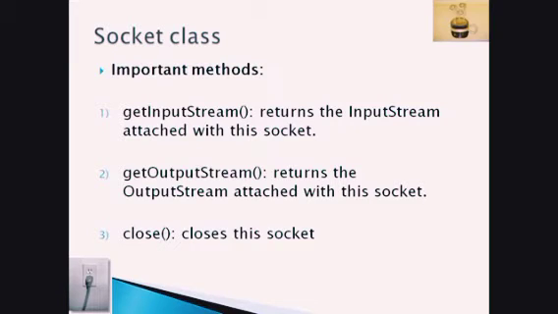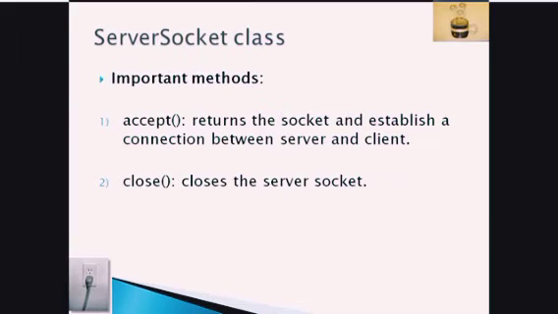The most important methods of the Socket class are: first, getInputStream, which is used to read the data from the socket. Another is getOutputStream, which returns the output stream attached to the socket, and another method is close, which closes the socket.